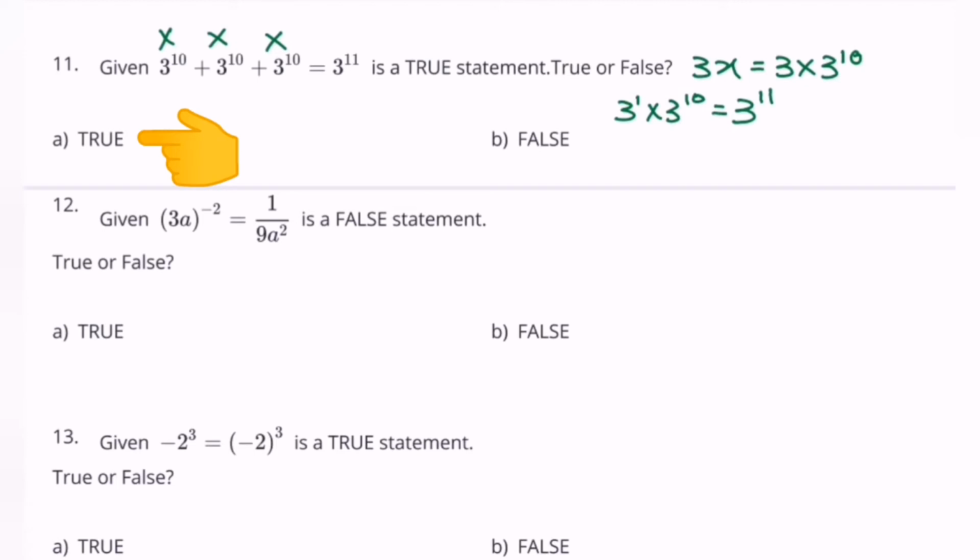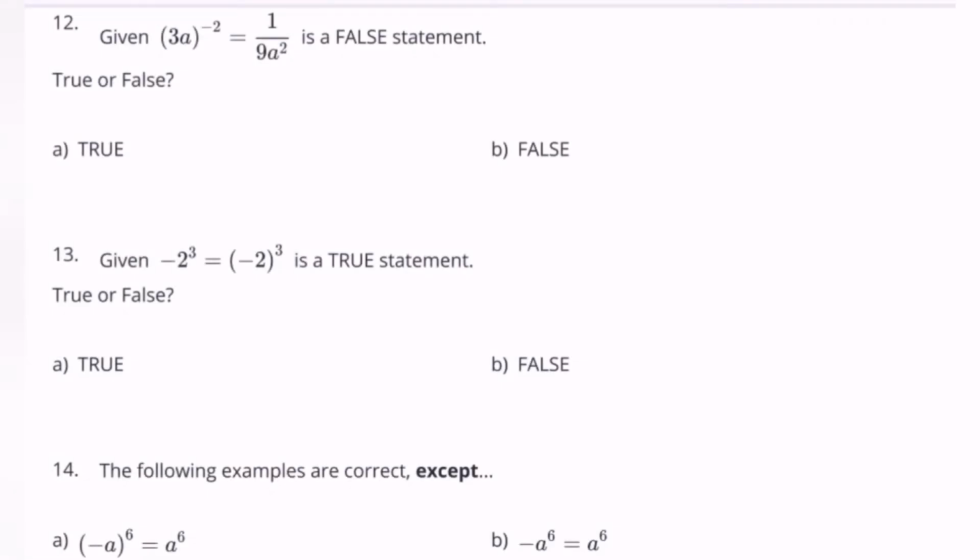So for this question, the answer is A, which is true. Next, kindly refer to question 12. Given that (3a) to the power of negative 2 is equal to 1 over 9a squared. Kindly refer to the left hand side, where we have (3a) to the power of negative 2. By referring to the negative indices, we have 1 over (3a) to the power of 2. If we simplify, we will have 1 over 9a squared. So for this situation, the statement is true.